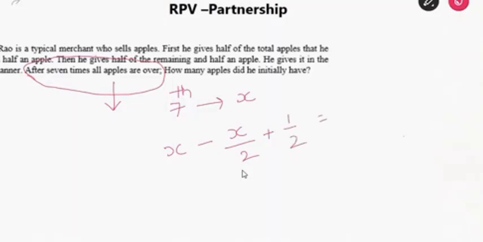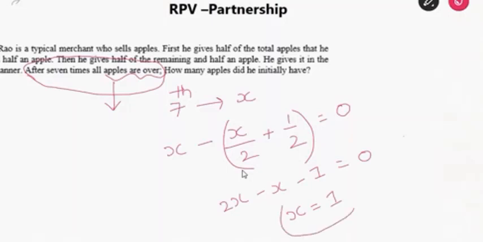Then how many apples will he have now? Now all apples are over means this must be equal to 0, right? Very good. Now calculate this. 2x minus x minus 1 is equal to 0. So x is equal to 1. Now for the 7th time, Rangarao has 1 apple. In that 1 apple, he shared half of the apple, means 1 by 2. The remaining is 1 by 2. So what will be left? 0. So let us do one more iteration.